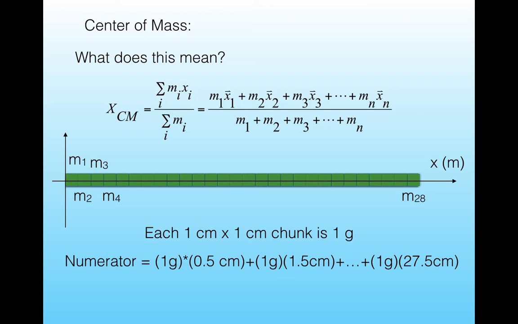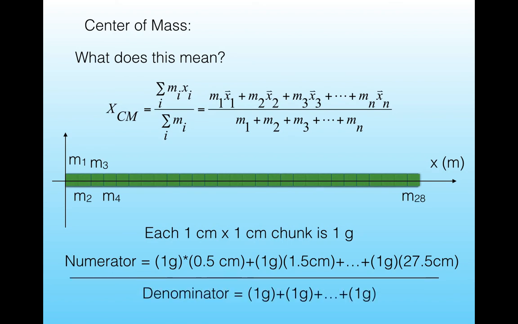The location of the first chunk, we're just going to talk about where the center of the chunk is, assuming it's a small enough segment. And it's only 1 centimeter big, so the center of it is going to be at half a centimeter. Chunk 2, same thing. It's 1 centimeter moved over, so its location is 1.5 centimeters, and so on and so on, until the 28th chunk, which is located at 27.5 centimeters. Adding all of those together gives us the numerator. The denominator is just the total mass, so we just add 1 gram up 28 times.